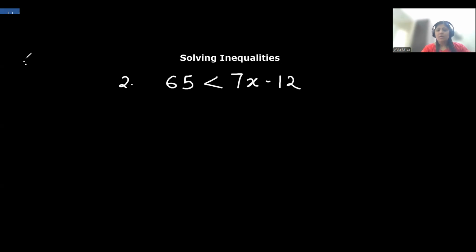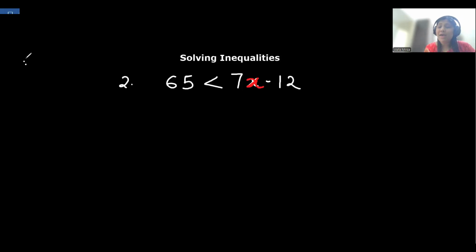So question number 2 is 65 is less than 7x minus 12. Now for this equation, just a second. Yeah, in this equation again, what we want to find? We want to find the value of x.